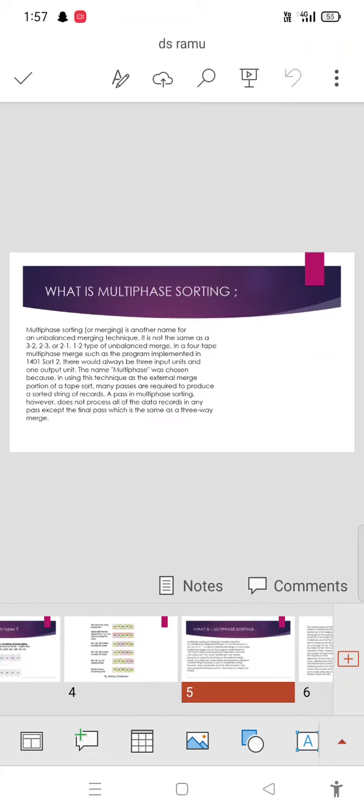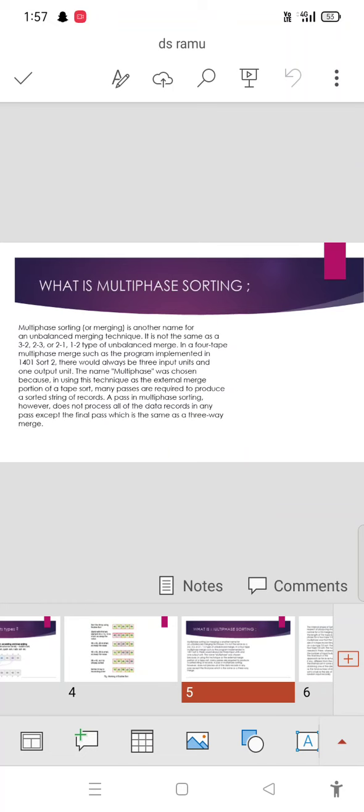What is multi-phase sorting? Multi-phase sorting or merging is another name for the unbalanced merging technique. It is not the same as a 3 to 2 or 2 minus 1, 1 minus 2 type of unbalanced merge. A 4-tape multi-phase merge sort program was implemented in 1401 Sort 2. There would always be 3 input units and 1 output unit. The name multi-phase was chosen because it uses the technique as the external merge portion of a tape sort.